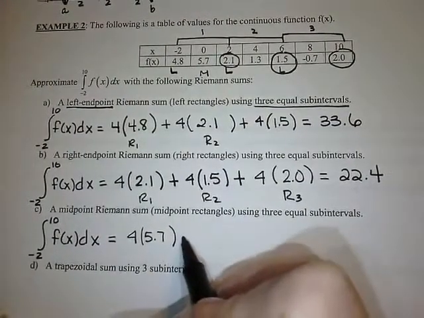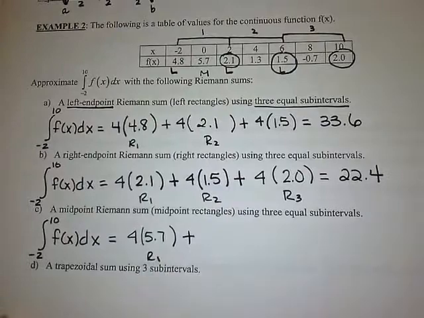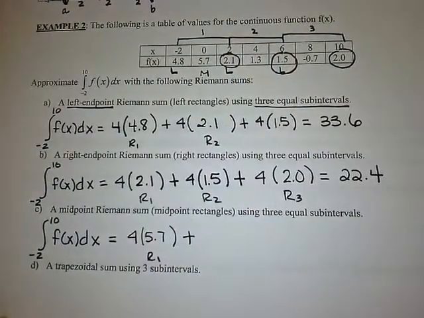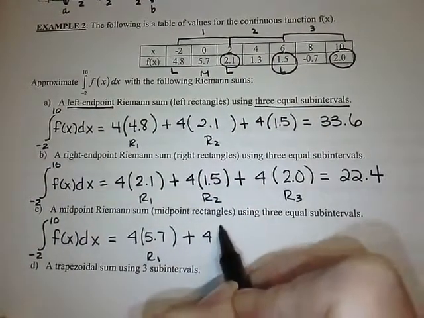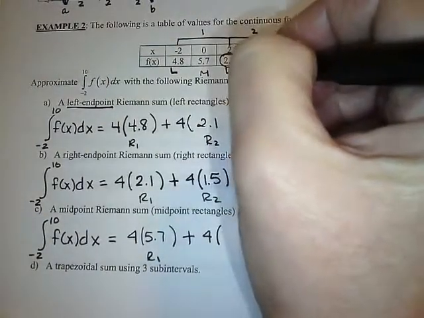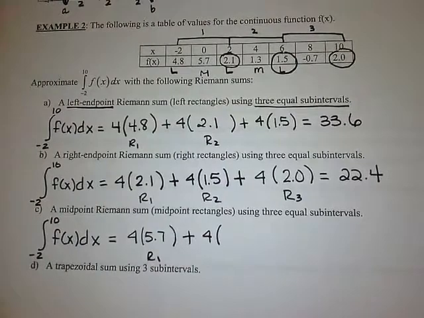Okay, so this is rectangle number 1. Then I would go to rectangle number 2. So rectangle number 2 again still has a base of 4, or a width of 4. And then it's going to connect at its midpoint. So the midpoint is going to be this, which is 1.3.